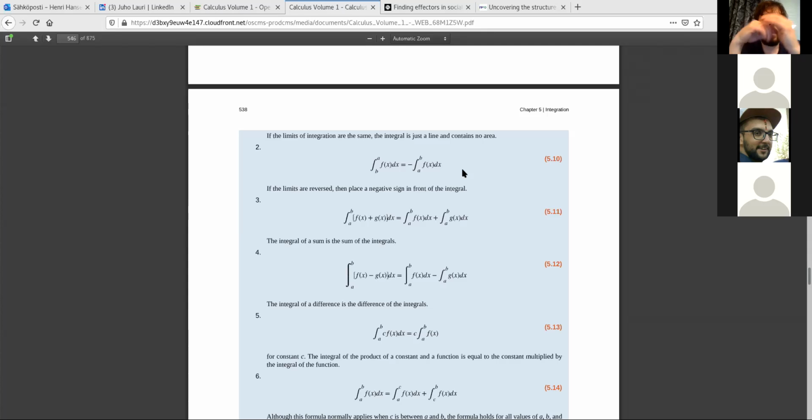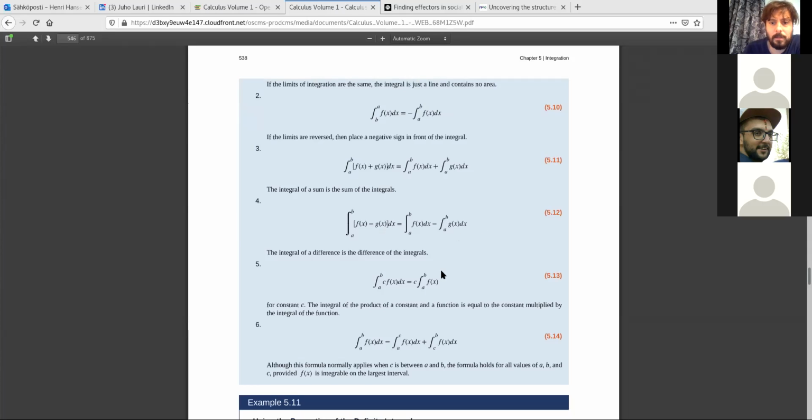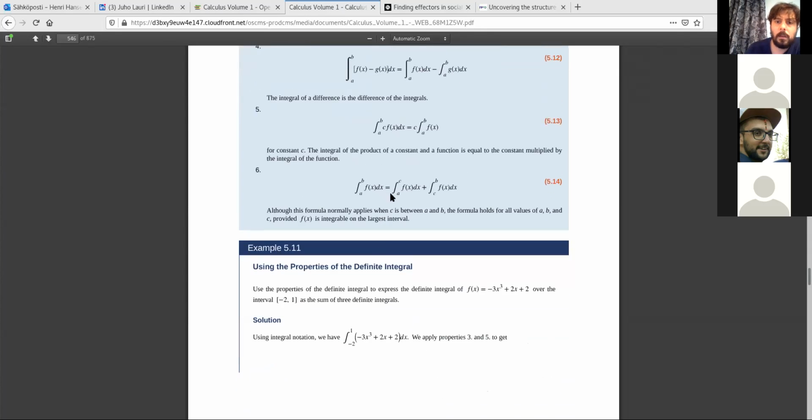You can add f(x) and g(x), and this basically means that it's linear. If you're integrating over a sum, you can integrate them separately. Difference, the same thing, integrate them separately, and multiples. So these three, 3, 4, and 5, follow from 3 and 5. If you take 3 and 5, then it means that integration as an operation is linear. The integral of any linear combination of functions is simply the linear combination of the integrals of those functions.